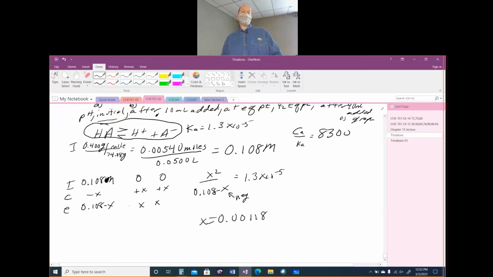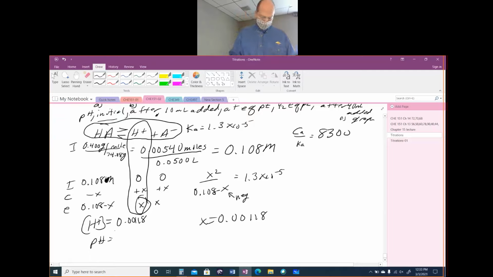All right, and so then, of course, X could be anything. You got to look at equilibrium. What is X? Here's X. X is H plus. Always check to make sure you know what the X is. So now we know that X is H plus. And so the H plus concentration is 0.00118. And so the pH is the negative log of that. So the negative log of that answer gives us 2.93. So if we stuck our pH meter in the Erlenmeyer flask, it would read 2.93.